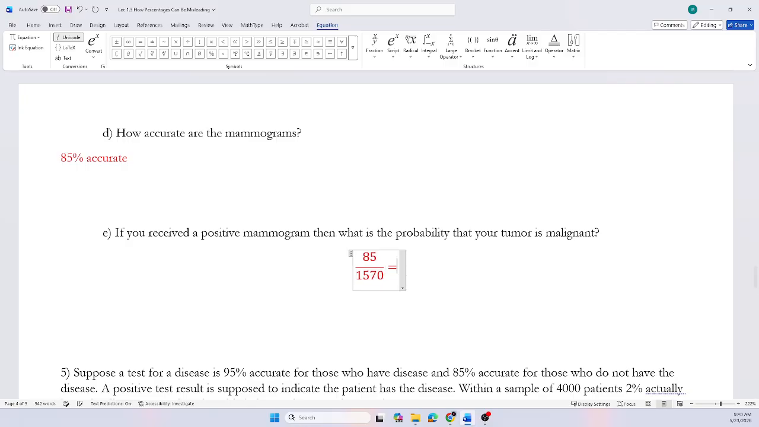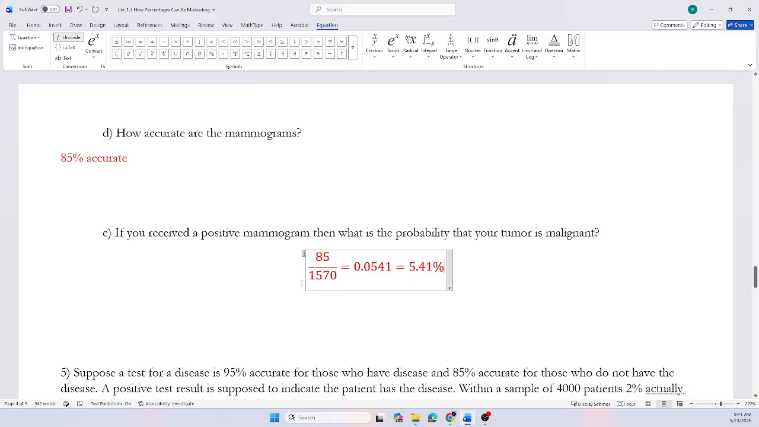So you go ahead and compute that, 85 divided by 1570. And you get roughly 0.0541, which is roughly a 5.41% probability. Which is, I would assume many would find this quite surprising.